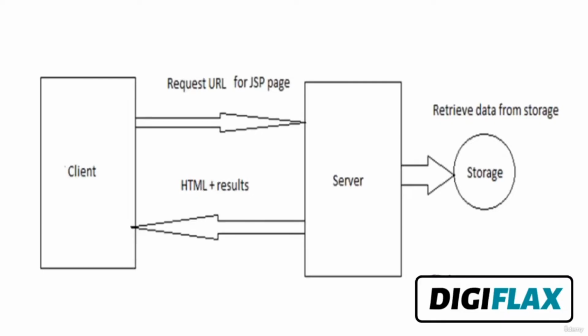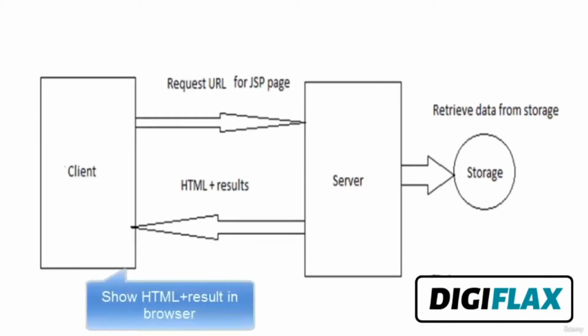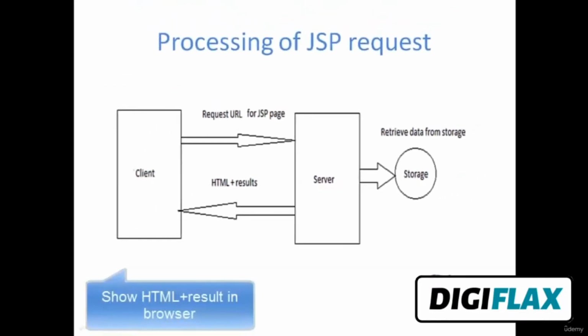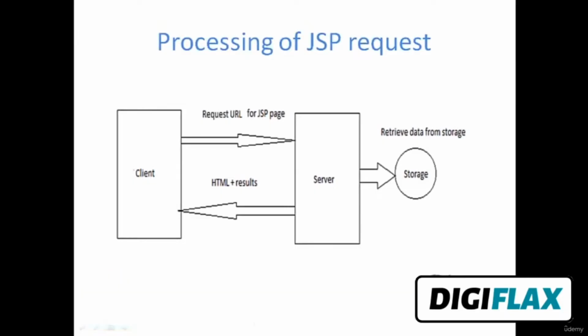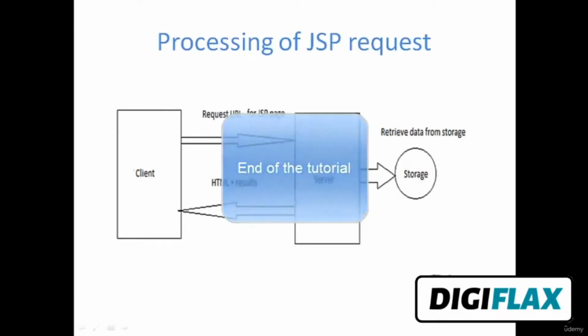After getting the file from the storage, the server executes the embedded Java code in the HTML page and sends those results and HTML to the client, and the client will show it in the browser. In the next tutorial, we are going to see how to set up the environment for JSP.